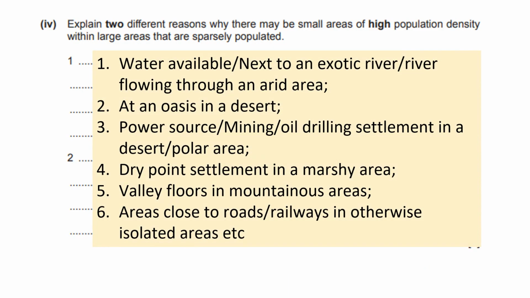So look at the answers. One, water availability, so people tend to be clustered around that area. If there's an oasis, which is a small water store in a dry area or in a desert, people tend to be clustered there. If there is mining activity, with minerals or a power source, people tend to be clustered around there. Then if that whole sparsely populated area is marshy and waterlogged, then if there is any dry point located there, people tend to stay around the dry point because the marshy area can be prone to flooding.